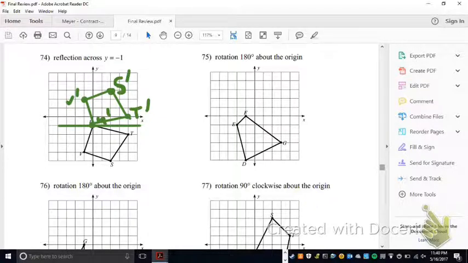Okay, so now we're on to 75. We're talking about rotations now. Rotations have slightly different rules. When we look at a rotation, all these are about the origin. We look at the line connecting the pre-image, the origin or center of rotation, and the image itself. We need to draw lines through, and the angle connecting the pre-image, the center of rotation, and the image has to match the degrees of the rotation. So here we have a rotation of 180 degrees about the origin.